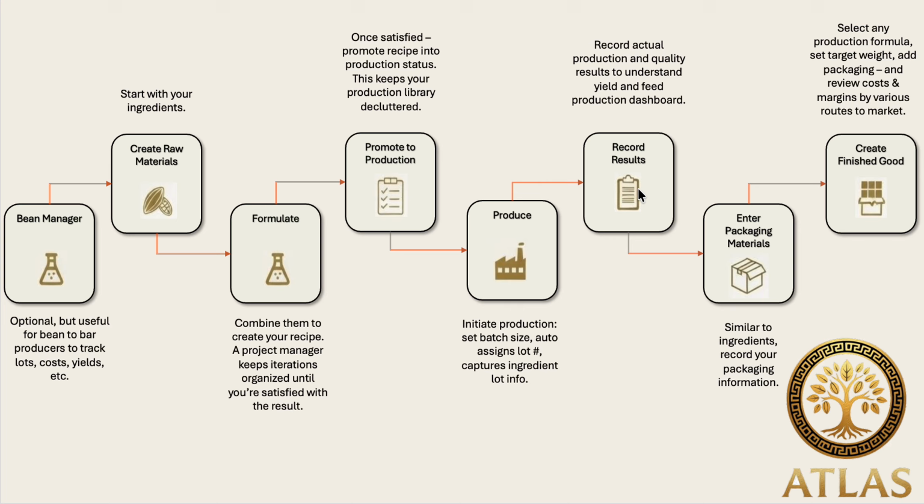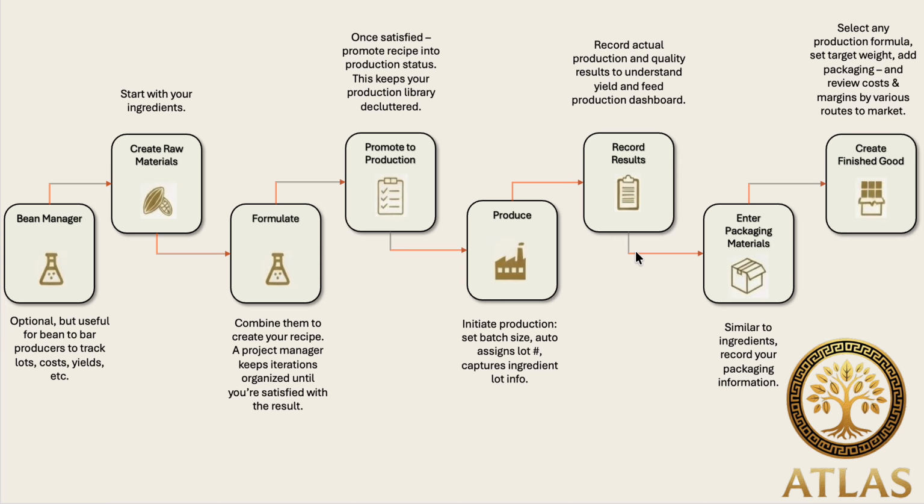If you set some specifications, it'll ask you how did you perform against those specifications, and then that's going to feed into a production dashboard so you can go back and look at over time how is your production running. Are you hitting the yields you need to hit? Are you hitting the quality you need to hit? And if you didn't set any quality specifications to track, it won't ask you about them.